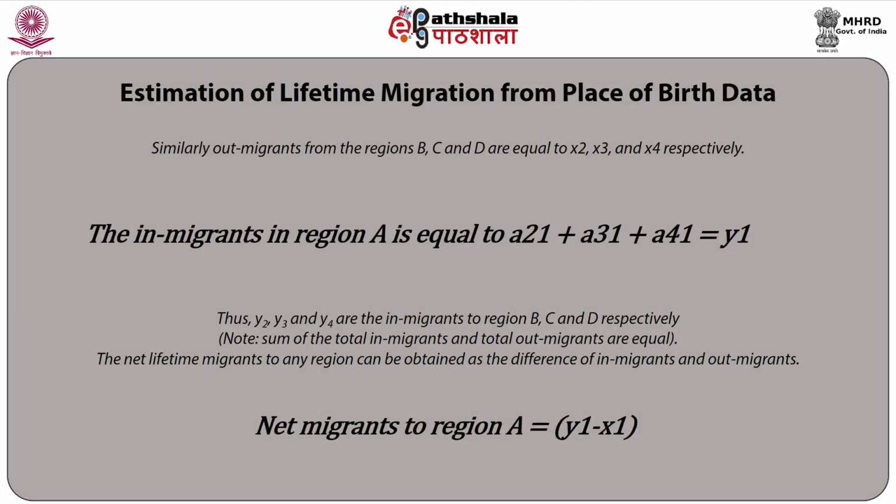The out-migrants from region A to regions B, C, and D are equal to A12 plus A13 plus A14, equal to X1. Similarly, out-migrants from the regions B, C, and D are equal to X2, X3, and X4 respectively. The in-migrants in region A are equal to A21 plus A31 plus A41, equal to Y1. Thus, Y2, Y3, and Y4 are the in-migrants to regions B, C, and D respectively. It is to be noted that the sum of the total in-migrants and total out-migrants are equal.